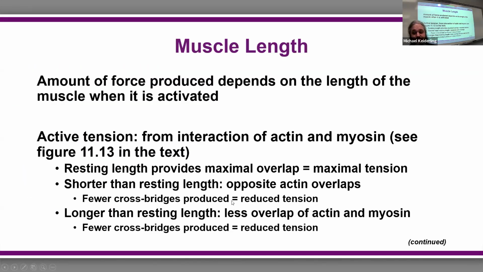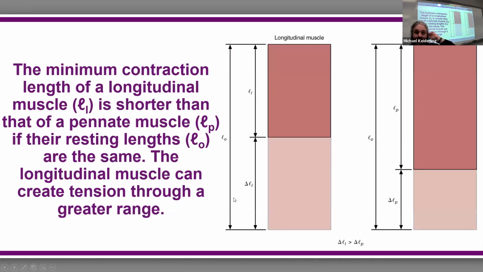But there's also a passive force from stretching your muscle. Now, the minimum contraction length of a longitudinal muscle is shorter than that of a pennate muscle. If the resting lengths are the same, the longitudinal muscle can create tension through a greater range than a pennate muscle.